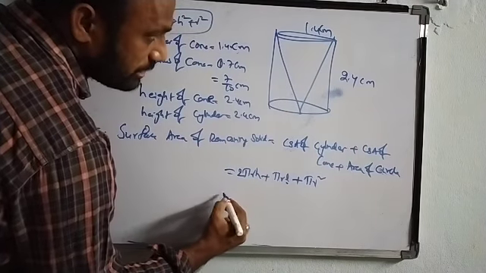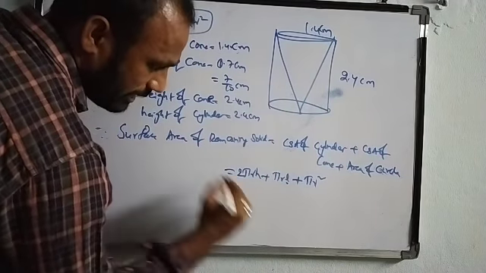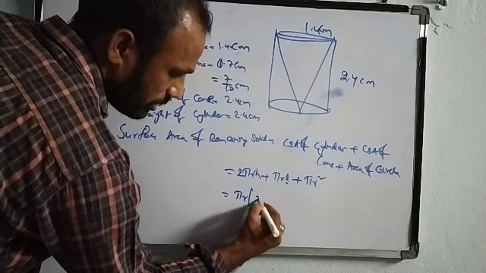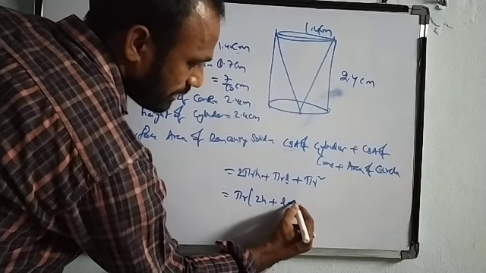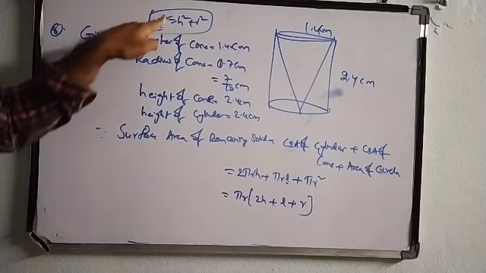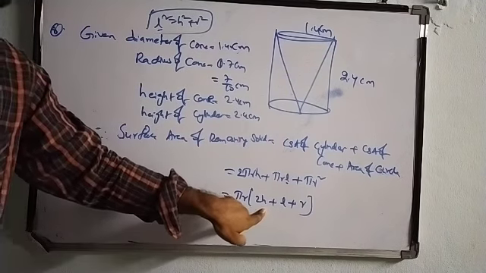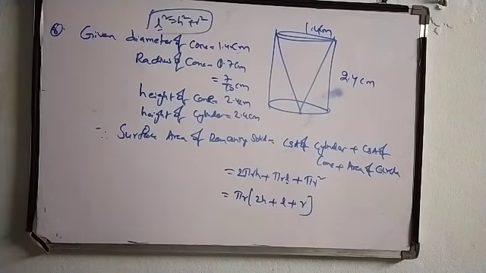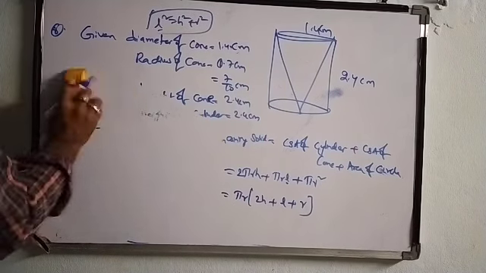So in these three terms we can take pi R as common, since radius is common in all the cases. So 2H plus L plus R. The L value we are going to obtain from this. Radius is 7 by 10, height is 2.4. If you substitute the values, you will get the answer. The next question, 9th.